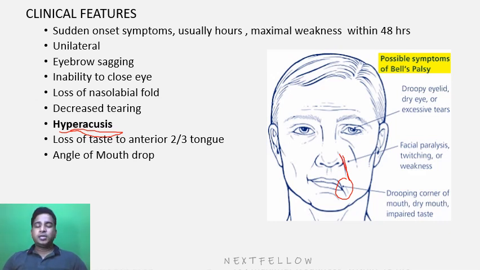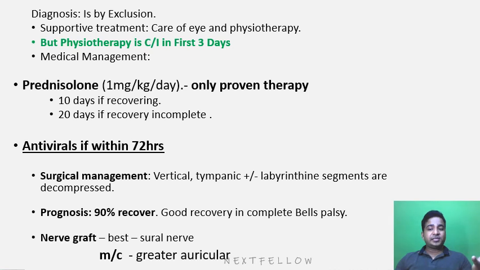So these are certain symptoms. Why am I telling this? Because the examiner has asked about these symptoms multiple times. So what is the cause, how does it progress, and what is the treatment, etc. Now, Bell's palsy diagnosis is by exclusion. That means if no other pathology is found, then the diagnosis is said to be Bell's palsy.